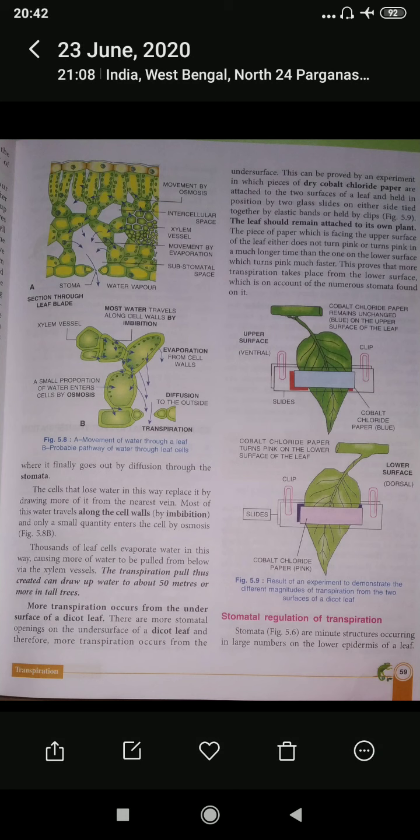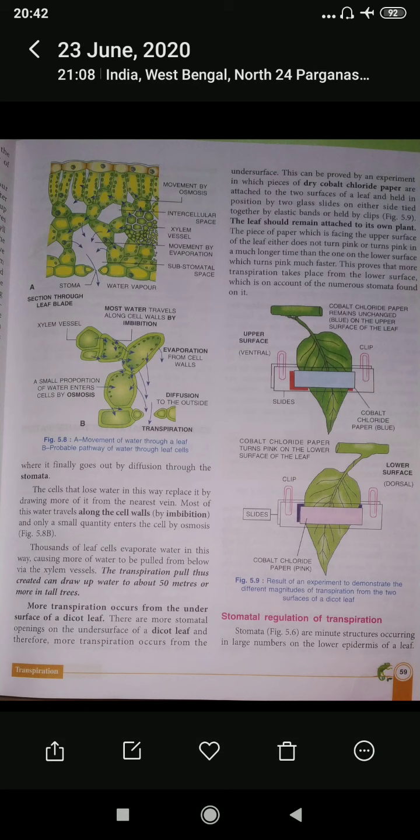The opening and closing of the stomata depends upon the turgidity and flaccidity of the guard cells. As you all know, the stoma is surrounded by the kidney-shaped guard cells, which in turn are surrounded by accessory cells or subsidiary cells. So, the entire stomatal aperture, guard cells and the subsidiary cells together constitute the stomatal apparatus.